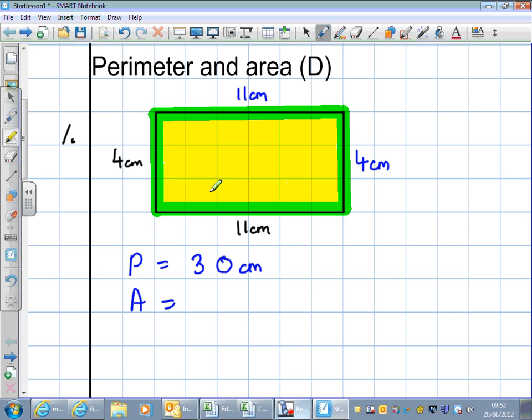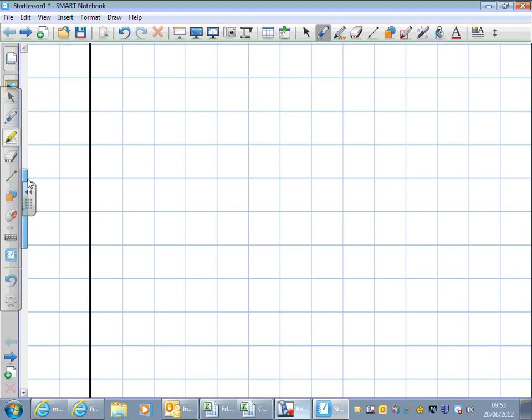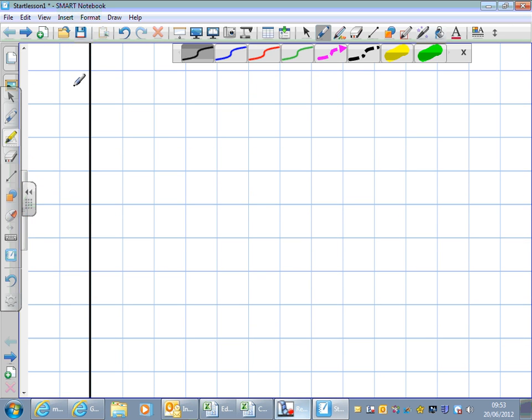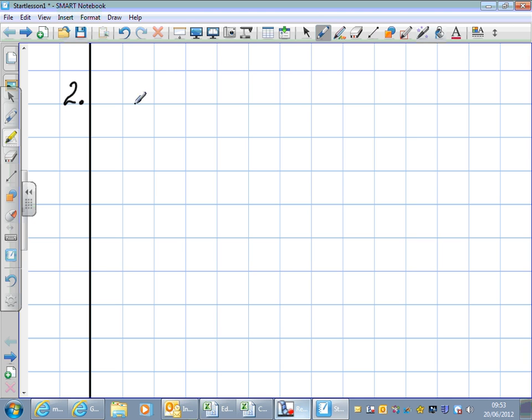Right, now, the area is the amount of space inside the shape. We find that out by multiplying the base, 11, times the height, which is this side, 4. 11 times 4 is 44. Centimeters times centimeters is centimeters to the power 2, or centimeters squared. Right, now, that was just a reminder. Most of you that have got a chance of getting a grade C will have already known that.